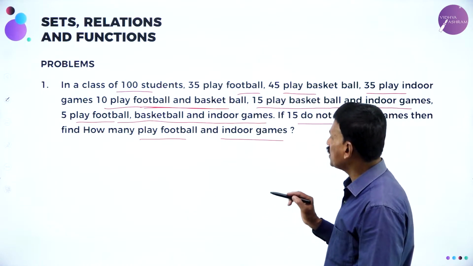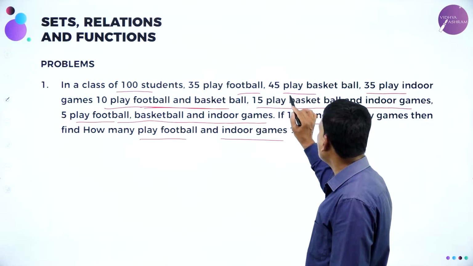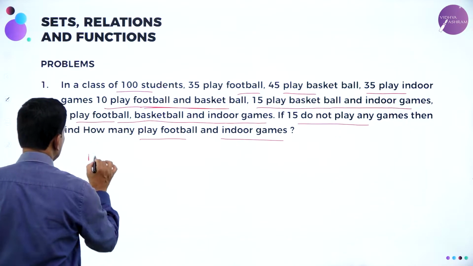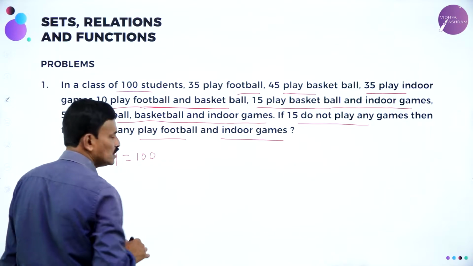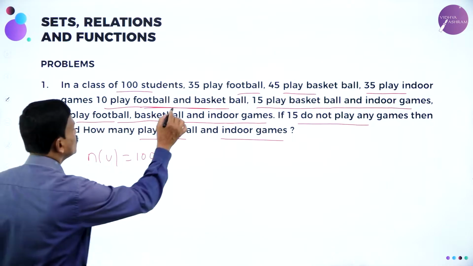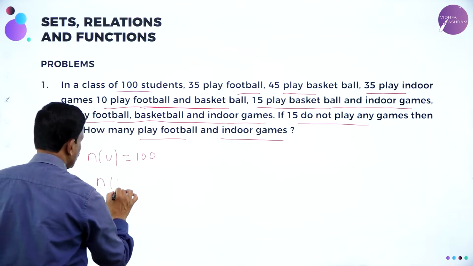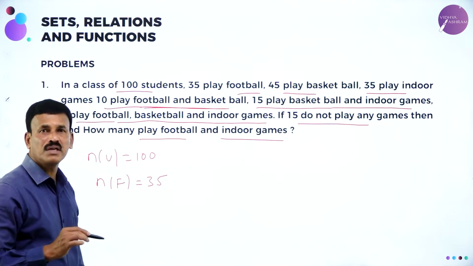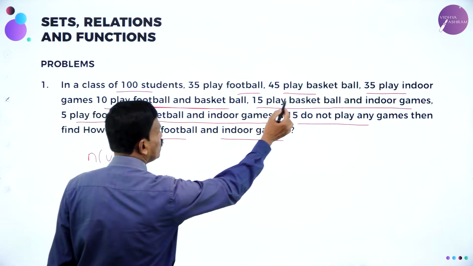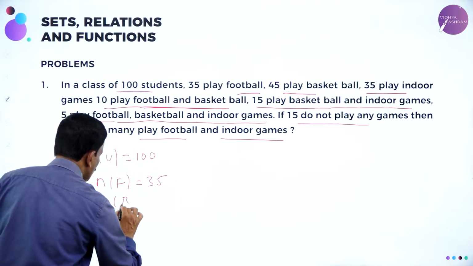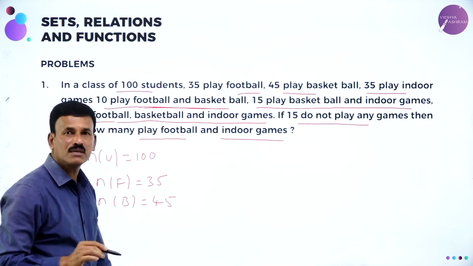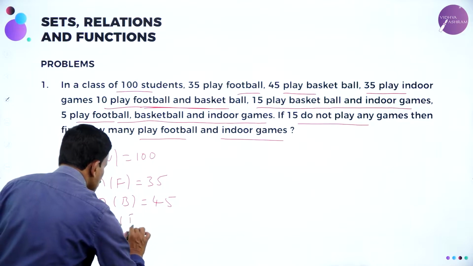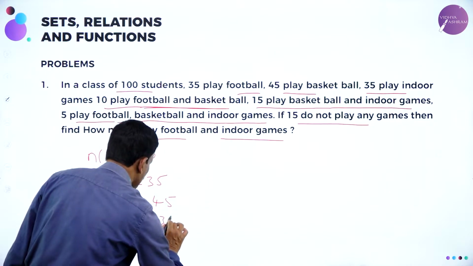So in a class of 100 students, 35 play football, 45 play basketball and 35 play indoor games. Let us write first N of U, the number of students, which is 100. So what is given? N of U is equal to 100. Let us represent the students who play football as F. N of F is equal to 35. The number of students who play football is 35. And 45 play basketball, let us represent as N of B. The number of students who play basketball is 45. And 35 play indoor games. So N of I is equal to 35.